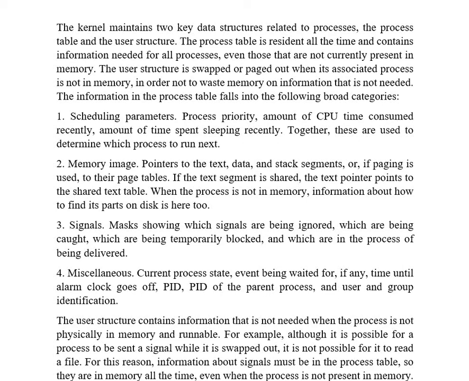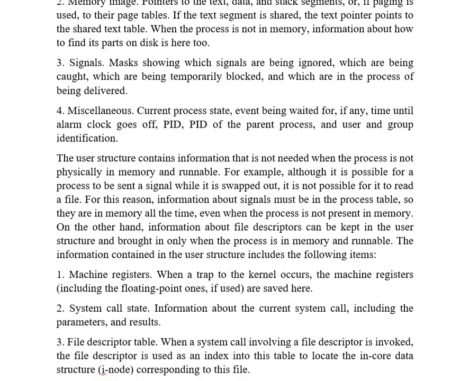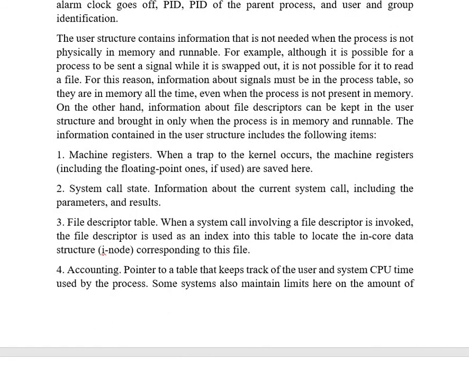The user structure holds information that is not needed when the process is not physically in memory and runnable. For example, although it is possible for a process to be sent a signal while it is swapped out, it is not possible for it to read a file. For this reason, information about signals must be in the process table, so it is in memory all the time, even when the process is not present in the memory. On the other hand, the information about the file descriptors can be kept in the user structure and brought in only when the process is in memory and runnable.